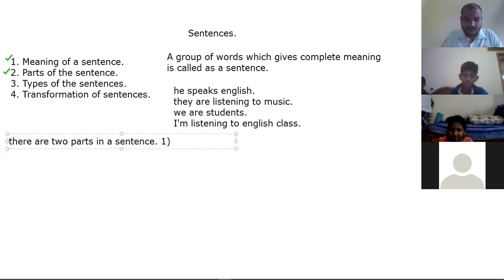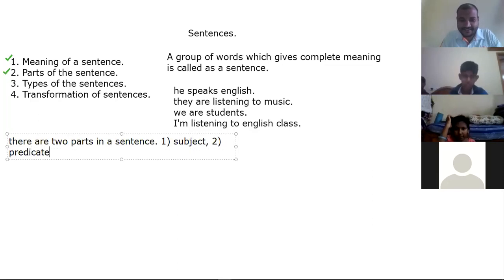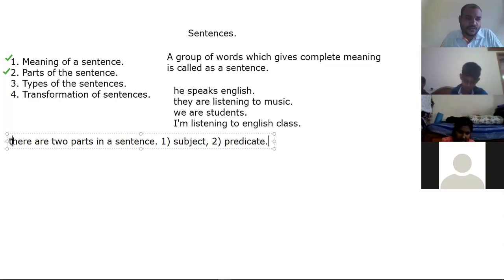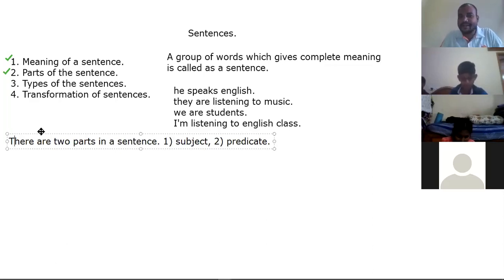Subject. Right, subject. And the second one? Predicate. Very good. Subject and predicate. So there are two parts in the sentence. First one is subject and second one is predicate. This is what we discussed in our previous class. Don't forget that. So what's the first part? Subject. Second part, predicate. Got it?